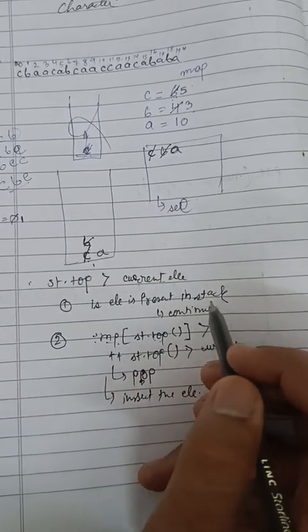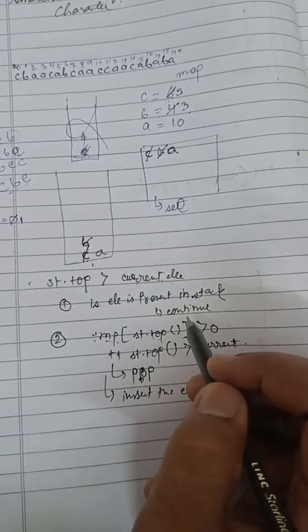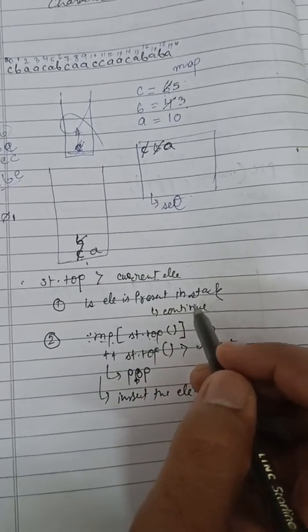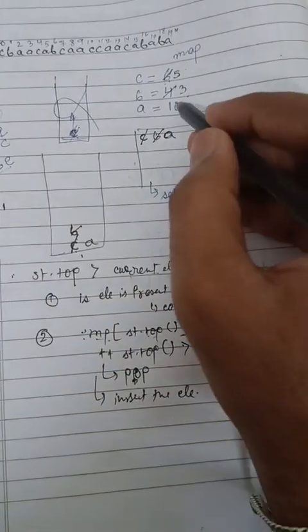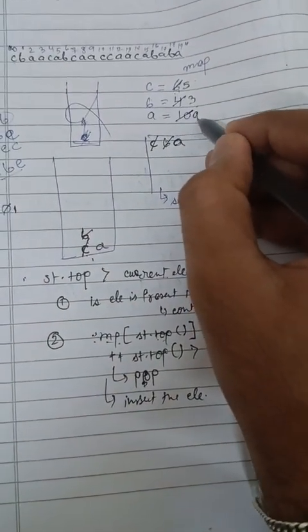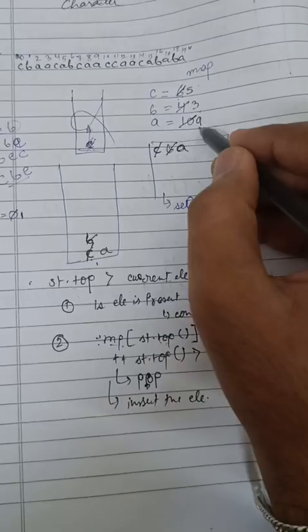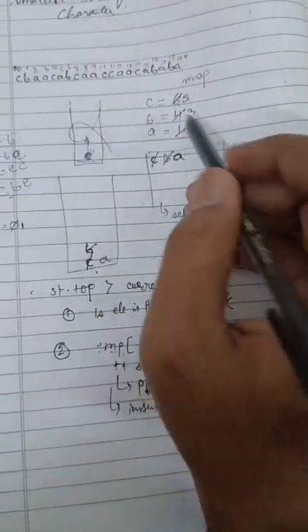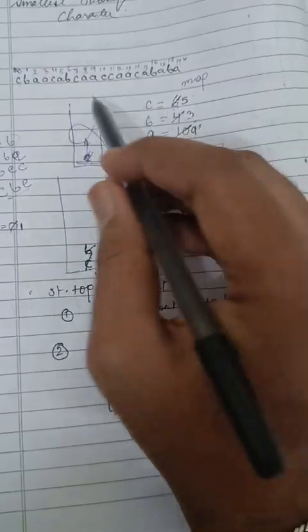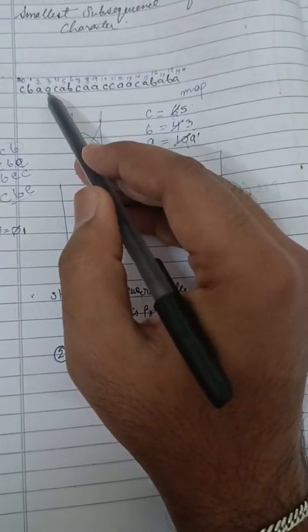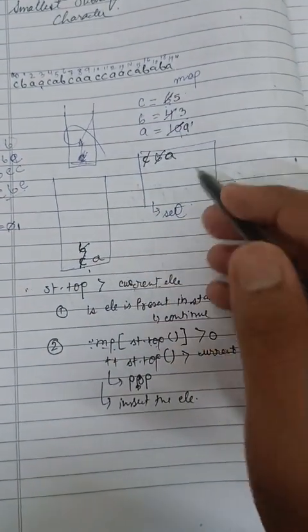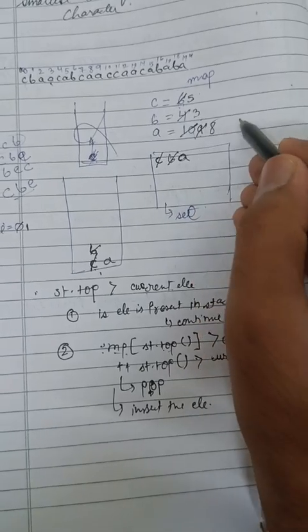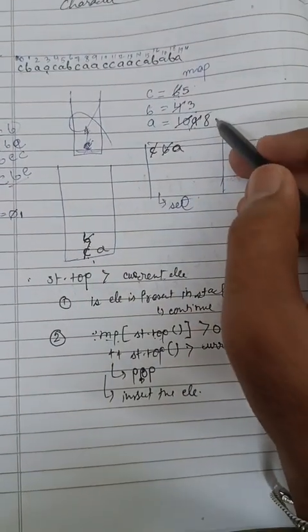Is A already present in stack? Yes, it is already present in stack, and I have to continue, right? Okay, no, I have to also decrease its frequency, right? First I will decrease its frequency. Now first it was 10, then we came on this one because it was already present in a stack. First I have to decrease its frequency, right?